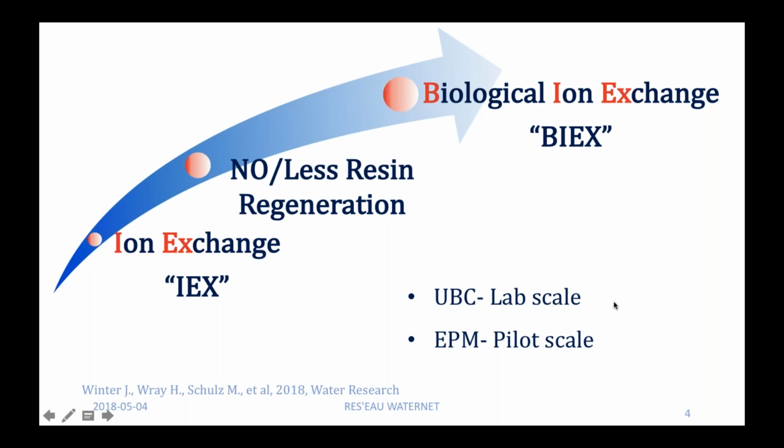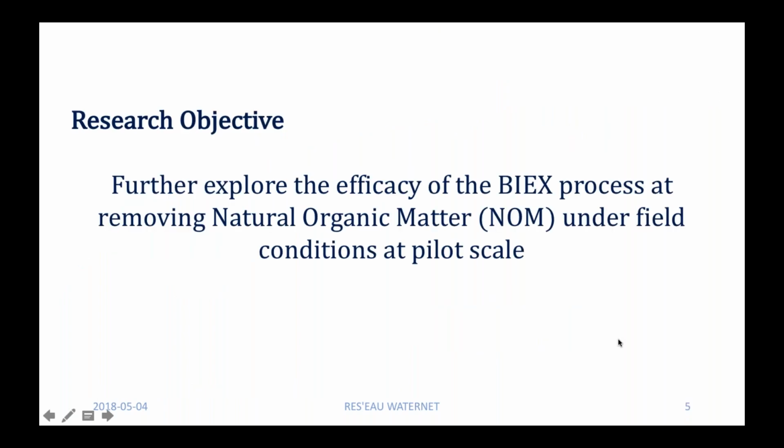An earlier lab-scale research at UBC, as a RISO-collaborated work, indicates that efficient NOM removal, like more than 50%, can be achieved in a biological ion exchange system at an extended time to a breakthrough. And a pilot study in Montreal confirmed this performance as well. Therefore, the aim of the present study was to further explore the efficacy of the biological ion exchange process at removing natural organic matter under a field condition at a pilot scale.